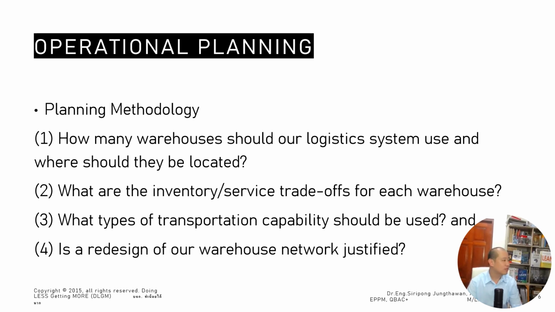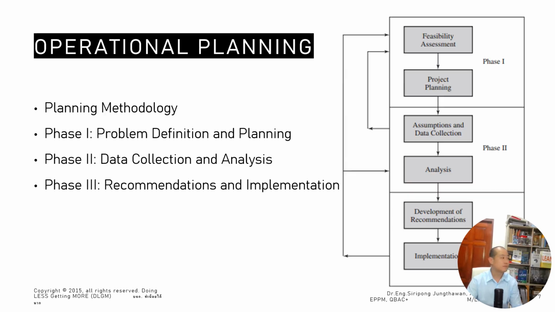And the third one, what type of transportation capability should be used? You want to design the truck and link to the warehouse, and the pickup or the trailer or another transportation mode that links to the warehouse. And the last is: is the redesign of our warehouse network justified, and does it optimize your system or not?